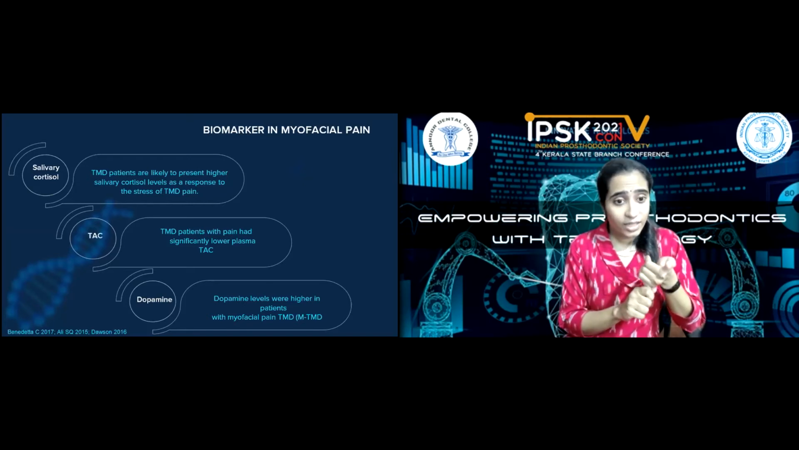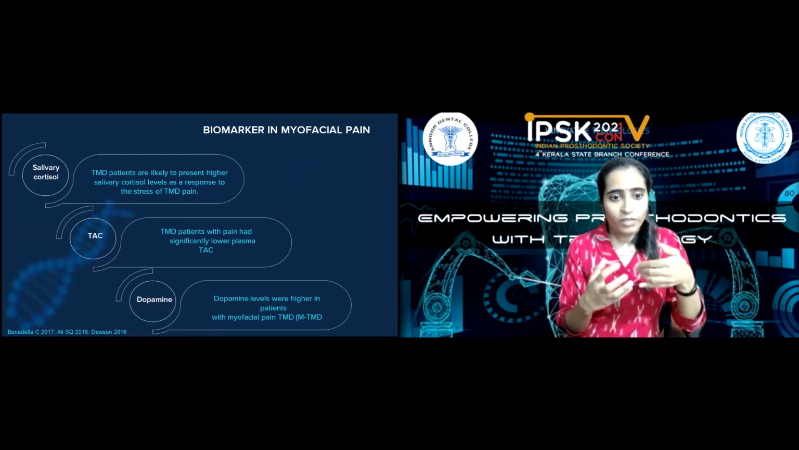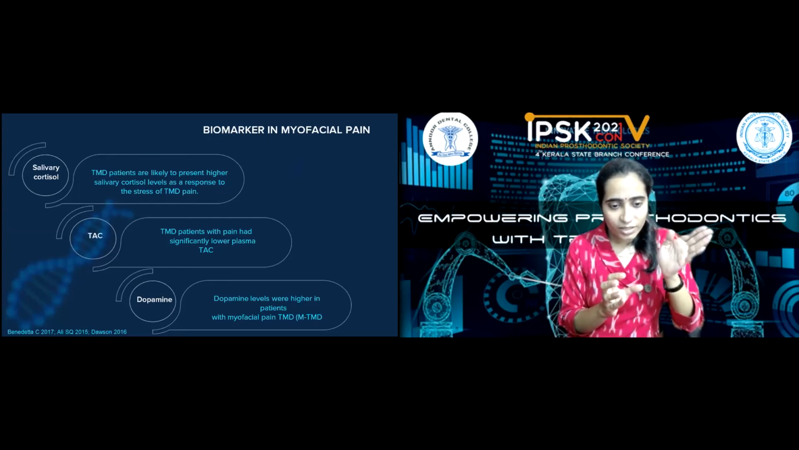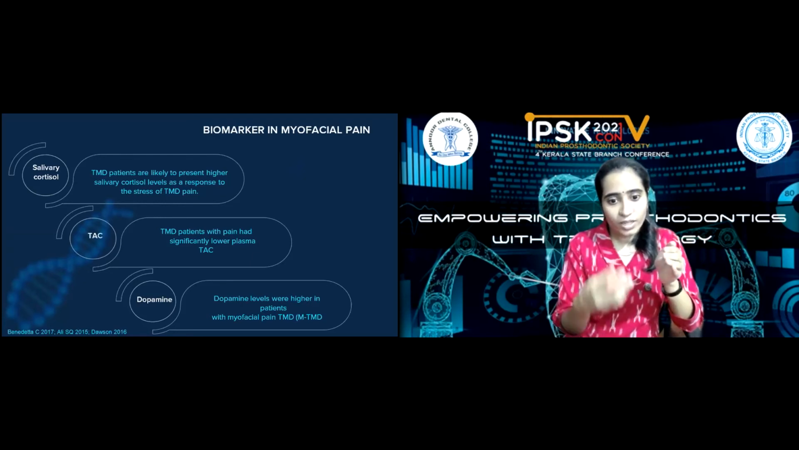Next, total antioxidant capacity. We want antioxidants to be present because they are good for our body. But in case of stress, there is more release of free radicals, which act against antioxidants. So what happens in case of TMD? The total antioxidant capacity comes down.